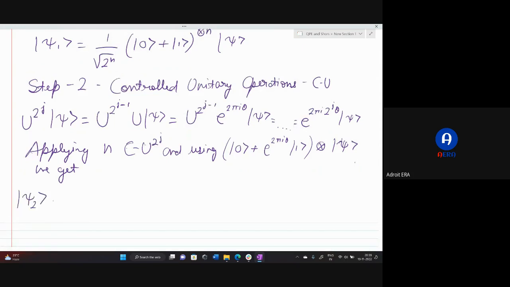What will be ket psi 2? Now we have applied n times controlled-U^(2^j), and we have already seen U^(2^j), and we have broken it down into parts, and we saw what its value is. We use another mathematical technique, ket 0 plus e to the power 2 pi i theta ket 1 tensored with ket 0, and once we do that, then we receive this equation.